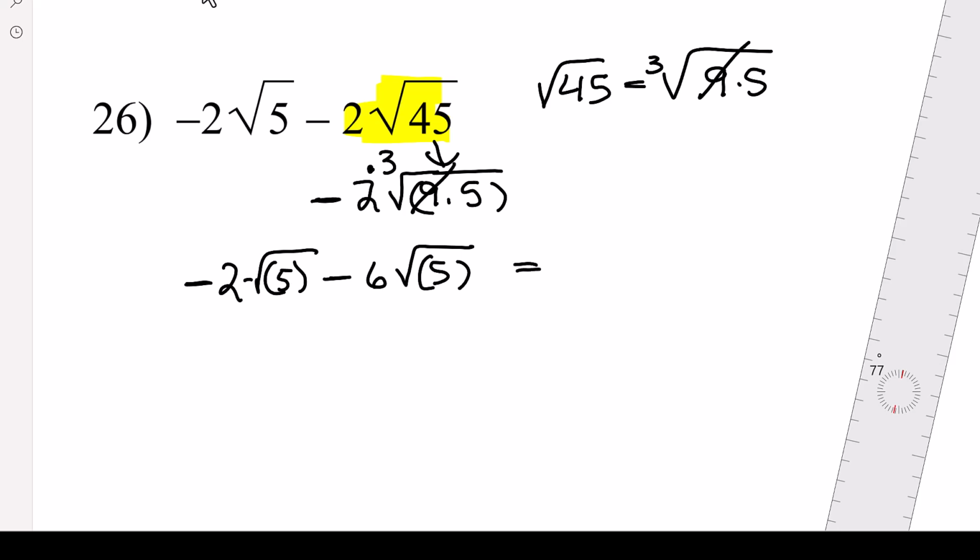Subtract, well, these radicals are the same now. So we know a root 5 will be part of the answer. Negative 2 subtract 6 is negative 8.